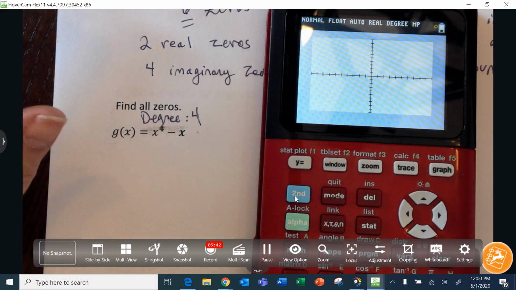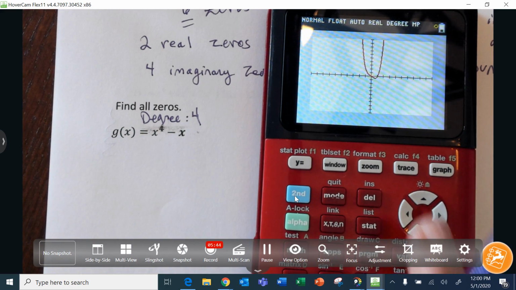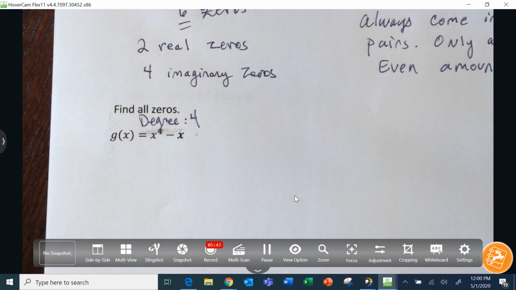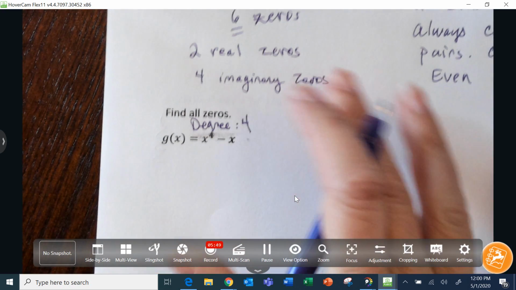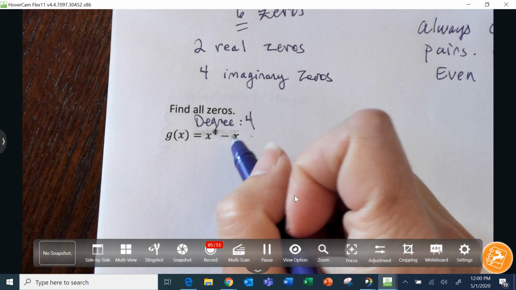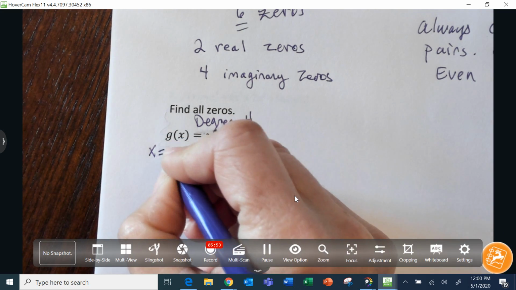So because x equals 0 and x equals 1 are easy numbers, I'm going to go ahead and use synthetic division.